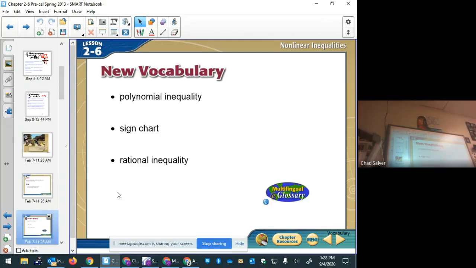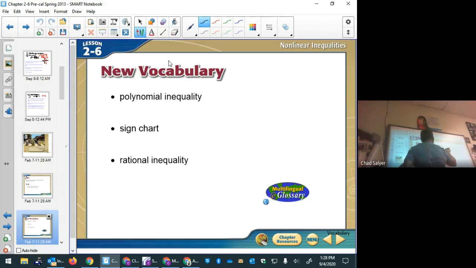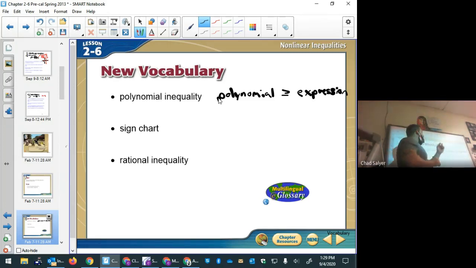So some definitions. First of all, a polynomial inequality would be a formulation like this, where you have a polynomial, some inequality symbol, and then some expression. So a polynomial related to an expression with an inequality symbol. And this could be any of the inequality symbols. There are 5: greater than, less than, greater than or equal to, less than or equal to, and also not equal to.